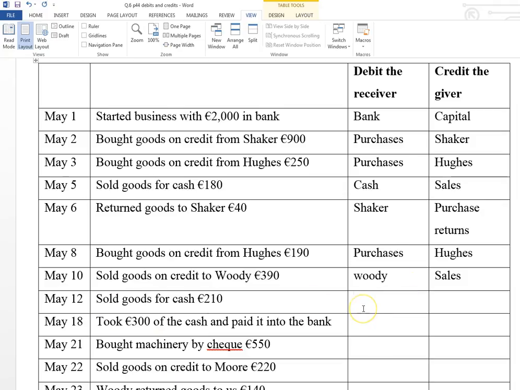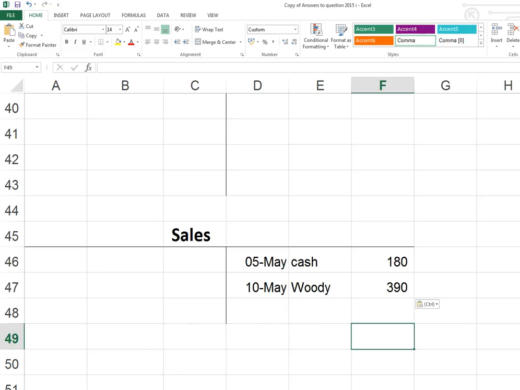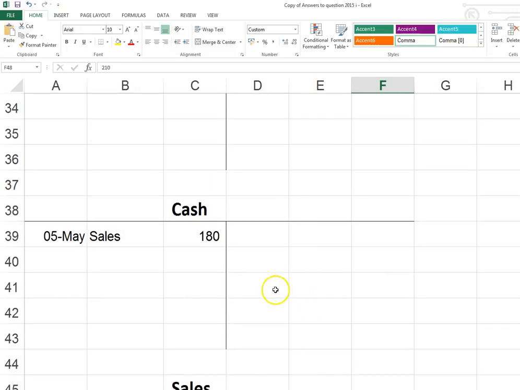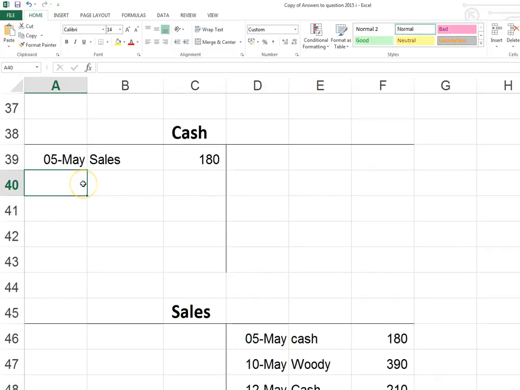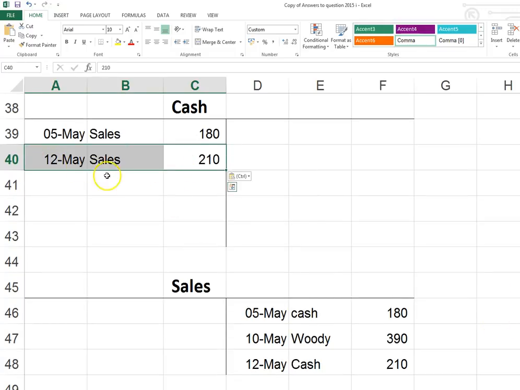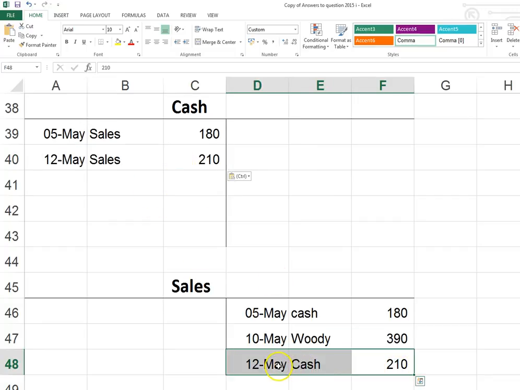Sold goods for cash. The business is receiving cash here, so cash is the receiver and sales is the giver. Sales of goods, sold goods, sales account. We have our sales account, so we just add 210 to the credit side of sales, and then we have a cash account somewhere up here, and there should be 210 coming into the cash account. The description there is sales to show that the cash came from sales. You can see there's always matching amounts on the debit and on the credit in different accounts.